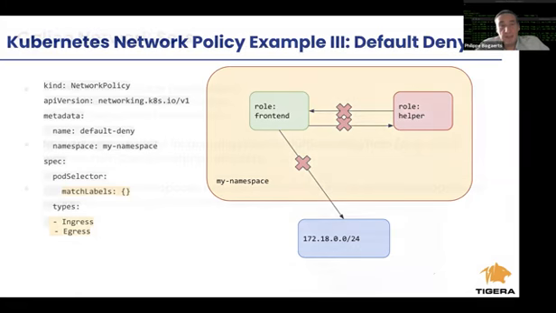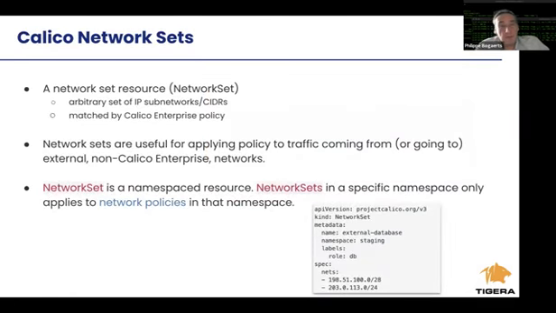Okay. Now, Calico also implements a mechanism that says that you can create network sets. Network sets are a Calico resource, and the Calico resource basically says that you can create a list of IP subnets or IP hosts or IP networks or CIDRs, which allows you to manage a network set of IP addresses.